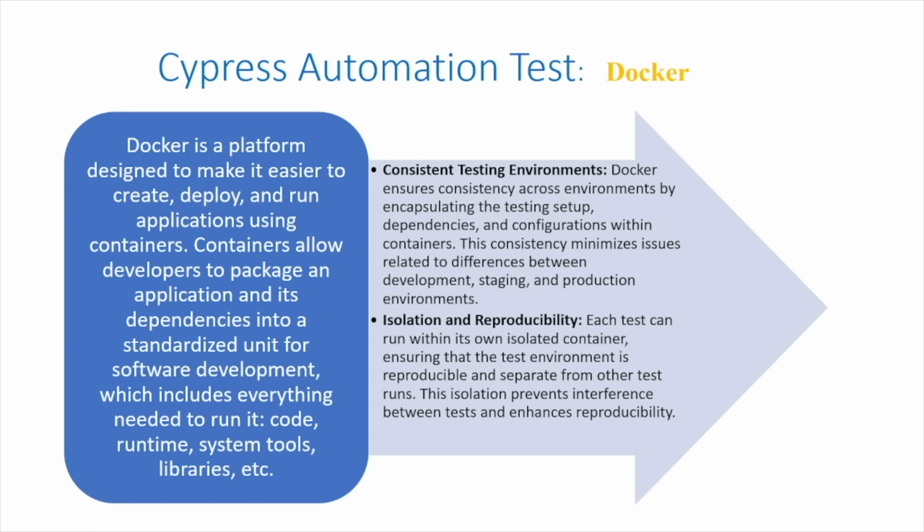Consistent testing environments. Docker ensures consistency across environments by encapsulating the testing setup, dependencies, and configurations within containers. This consistency minimizes issues related to differences between development, staging, and production environments. Isolation and reproducibility. Each test can run within its isolated container, ensuring that the test environment is reproducible and separate from other test runs. This isolation prevents interference between tests and enhances reproducibility.